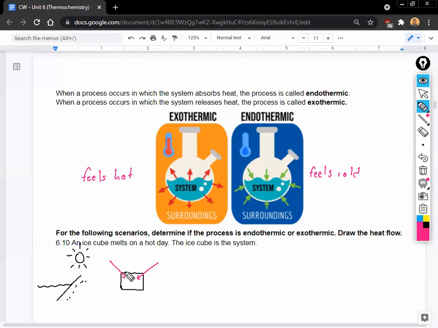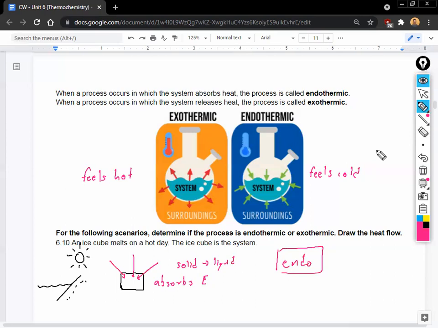Because of the hot day around it, energy from the sun, it's going from a solid to a liquid. That means that it's gaining more energy. So that means that the ice cube is absorbing energy. Okay, so if it absorbs energy, is it going to be exo or endo? Yeah, this is going to be an endothermic process. Okay, so that's pretty much how you do it.